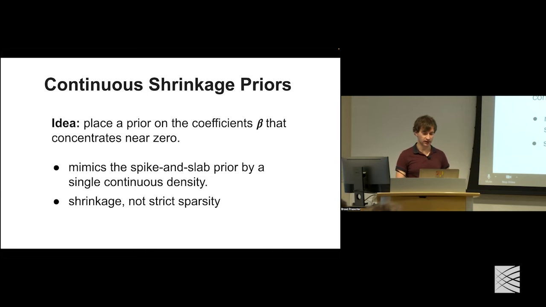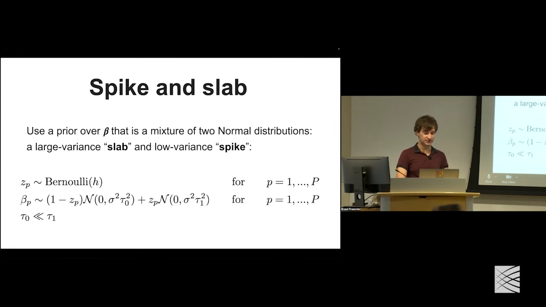Finally, another popular class of Bayesian methods for dealing with high dimensional regression is to use continuous shrinkage priors. So I should say one of the difficulties with this spike and slab approach is that it turns out it can be pretty difficult to do inference well here. Although there's recent work that has made some progress on this.